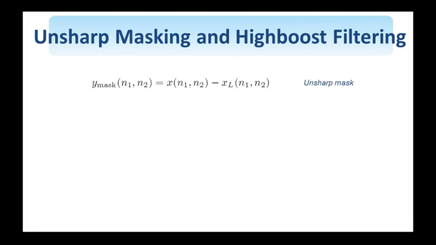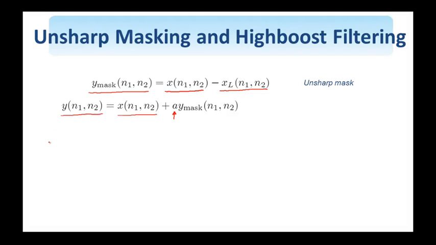As described in the block diagram of the previous slide, if X is the original image, I blur it and I find what I denote here as the low frequency part of the image. I subtract it from the original and this gives rise to the mask, the unsharp mask. Then the next step is to add the unsharp mask. It's multiplied here by coefficient A and added to the original image, and this is the sharpened image.